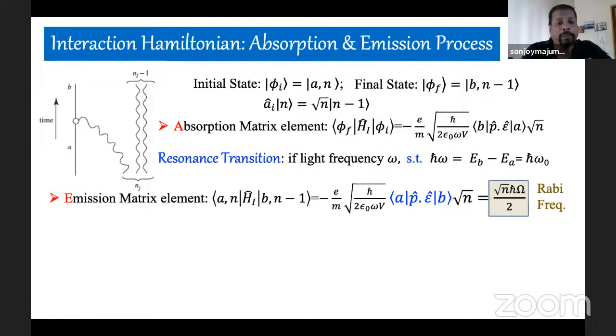So suppose it has n-1 photons. Due to this emission, it actually gives the system one extra photon, so from n-1 you go to the n state.